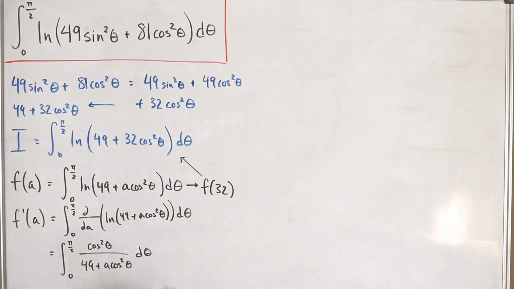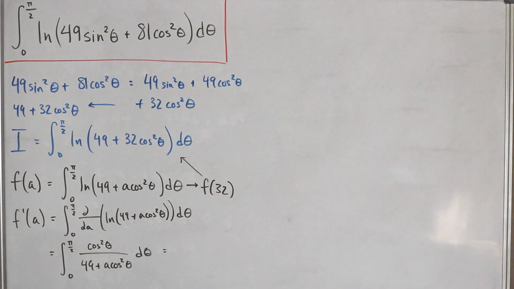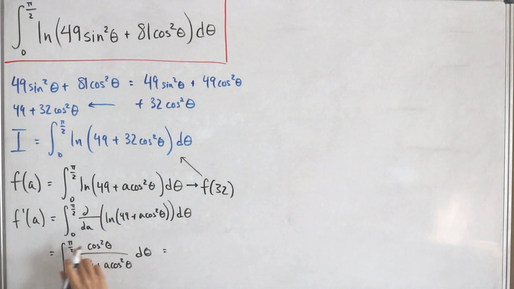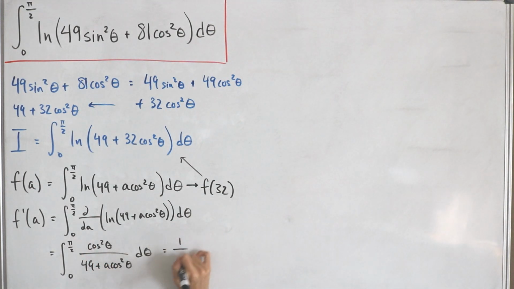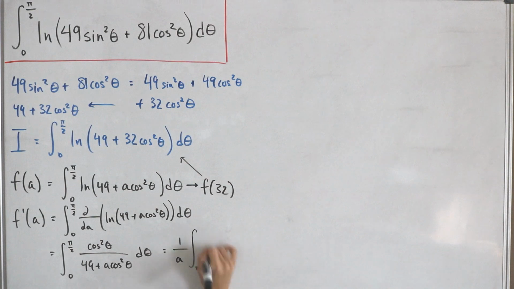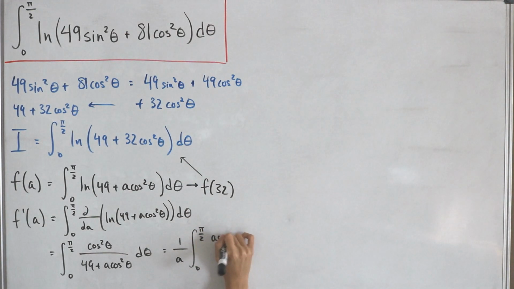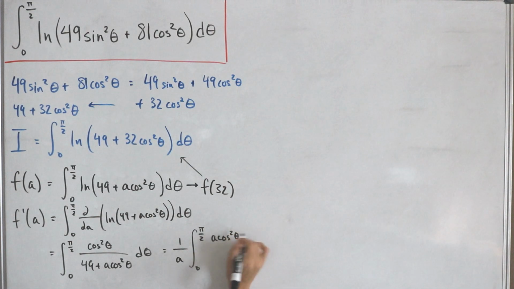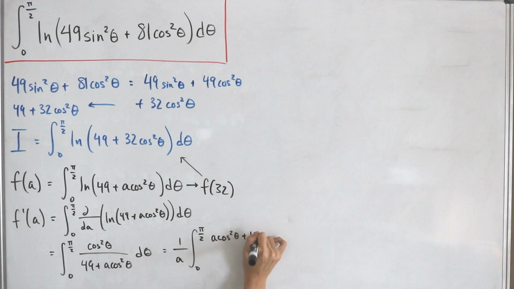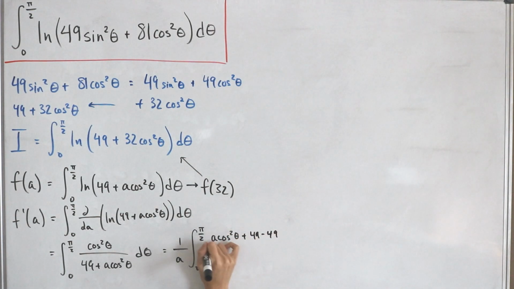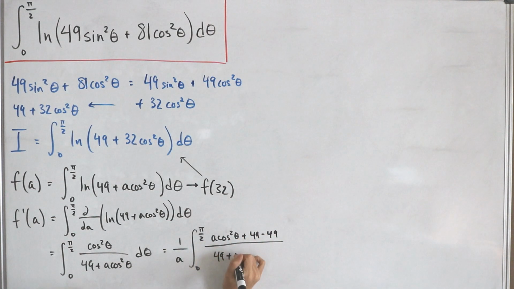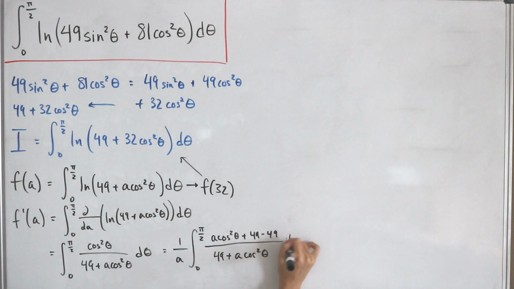So now let's actually do a little bit of simplifying. What I can do is factor out an a, and now I'm going to add and subtract 49 on the numerator. So now this will yield us 1 divided by a, multiplied with the integral from 0 to pi over 2 of a times cosine squared theta, plus 49, subtract 49, and then under the denominator we'll have just 49 added with a times cosine squared theta, and then follow it with d theta.